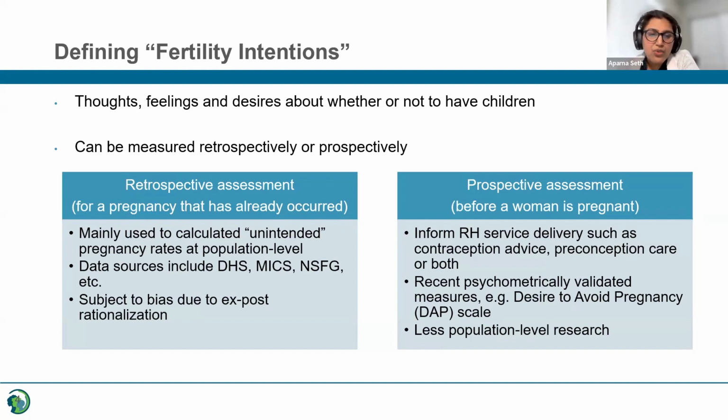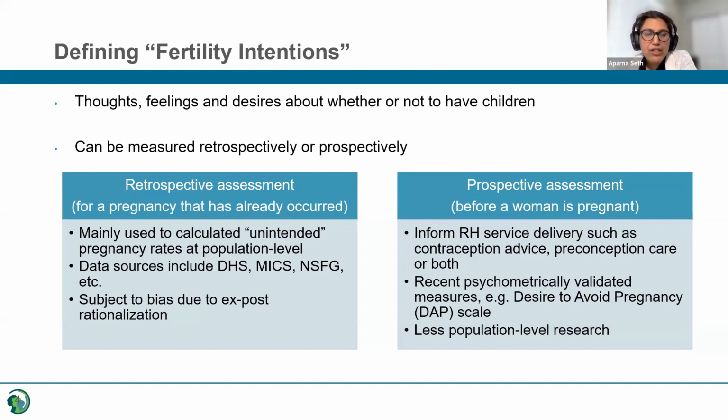And generally, it is used to calculate unintended pregnancy rates at the population level, which includes a combination of mistimed pregnancies, that is, pregnancies that happened at a time which was considered sooner by the respondent, or unwanted pregnancies, which are pregnancies that were not wanted at all at any time by the respondent.